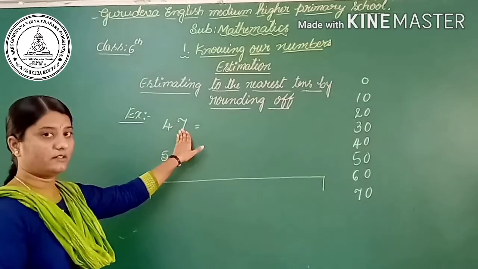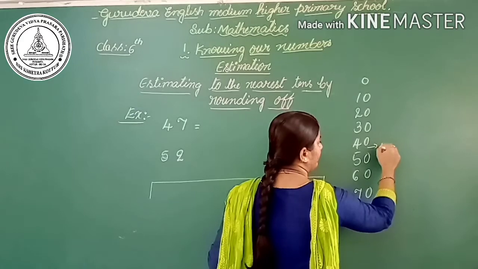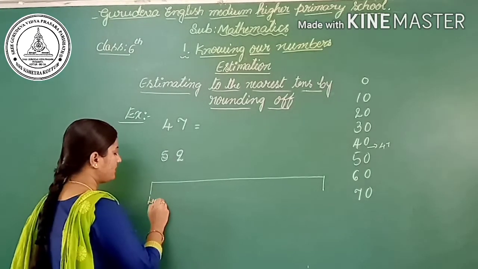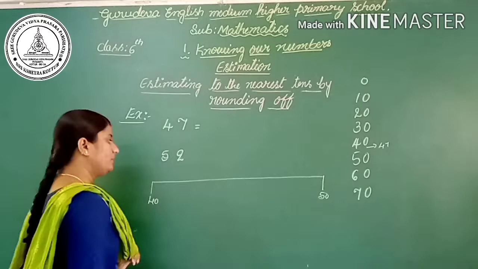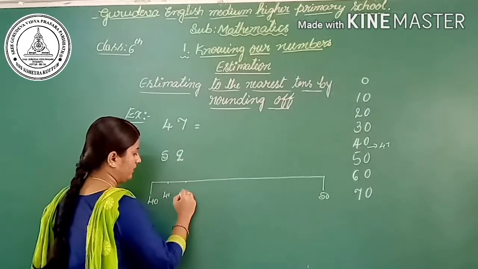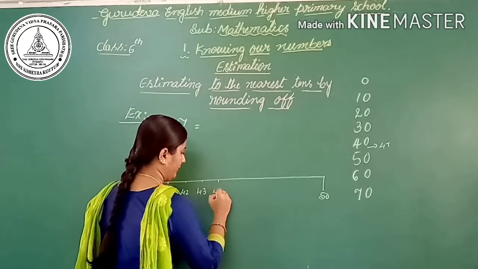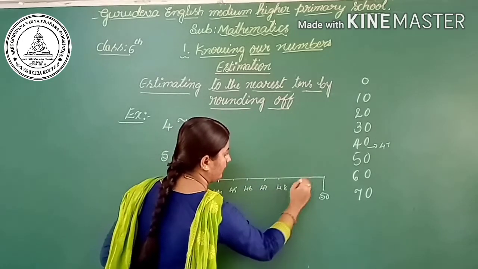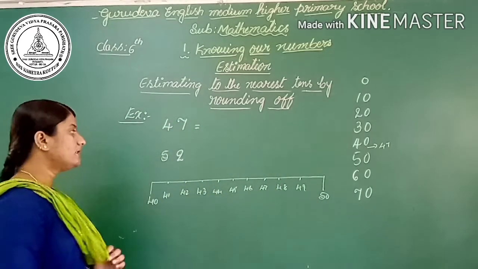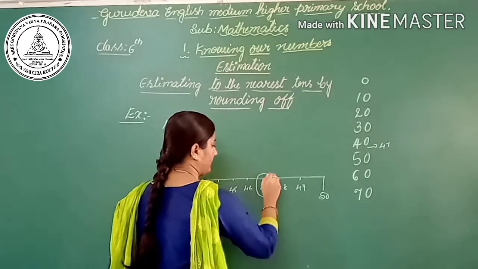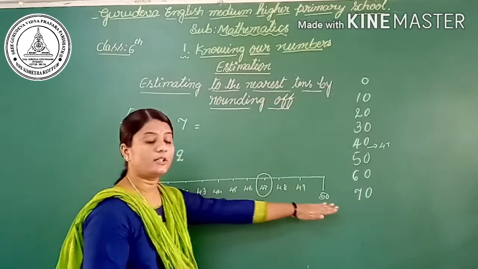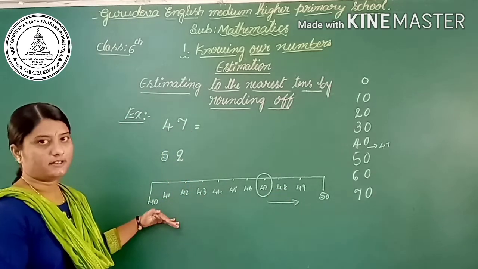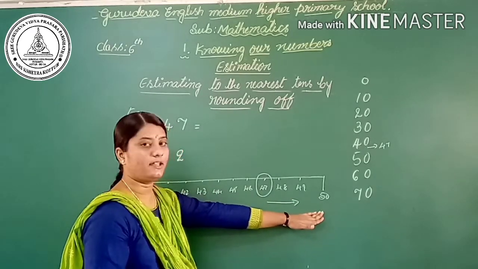Yes, here 47 comes between 40 and 50. The 40 and 50 are the extremes here. Then write the numbers 41, 42, 43, 44, 45, 46, 47, 48, and 49. See here, where is the 47? 47 is here. Then here 47 is closer to 50, and 40 is far away from the 47. So the nearest tens place of the 47 is 50.